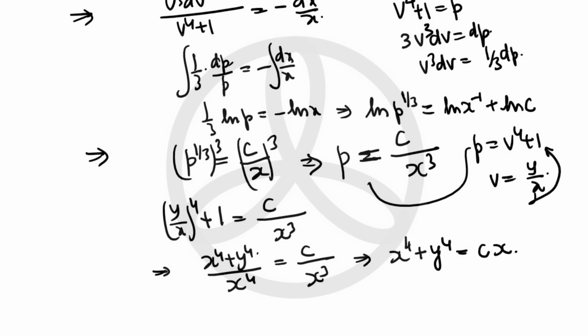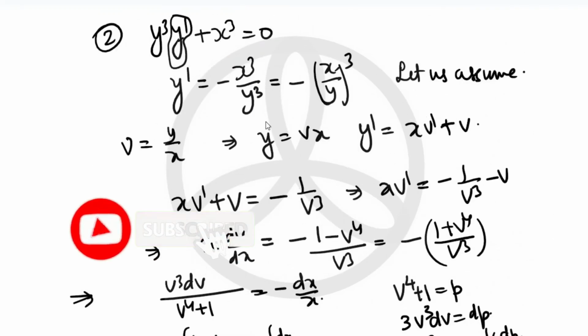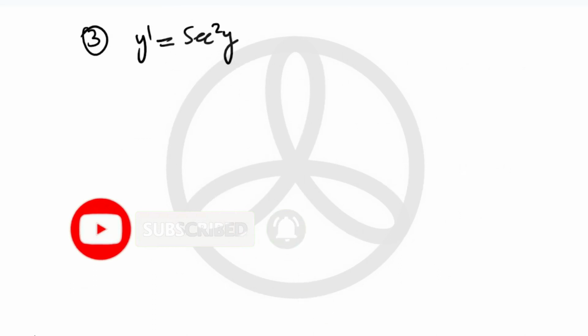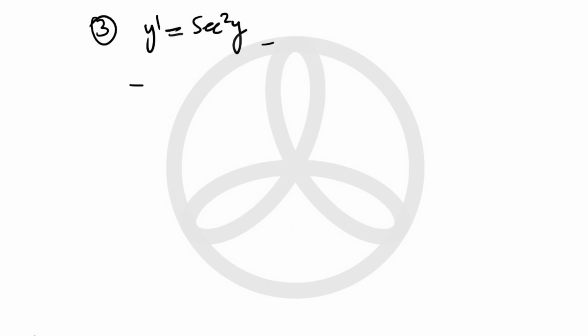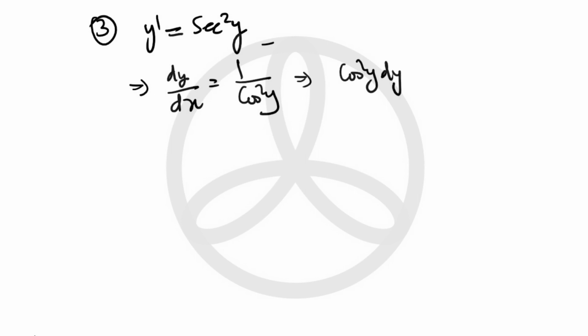Okay, so this will be the solution for this particular differential equation, friends. Okay, so now we come to the next question. This is actually the third question, not the second, and it is given like this. We have dy/dx is equal to 1 over cos square y, or we can write it as cos square y dy is equal to dx.